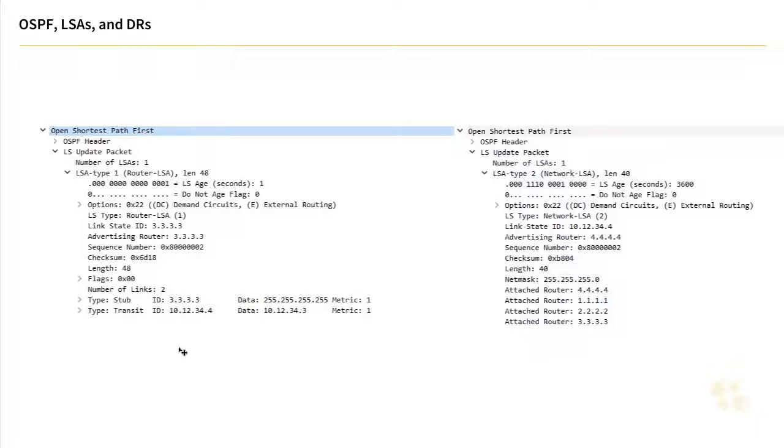And to help reinforce the concept of a type 1 or a type 2 LSA, I have a little protocol capture here that's just giving an overview of a couple of them. So here's type 1 on the left and type 2 on the right. Here's what the takeaway is.